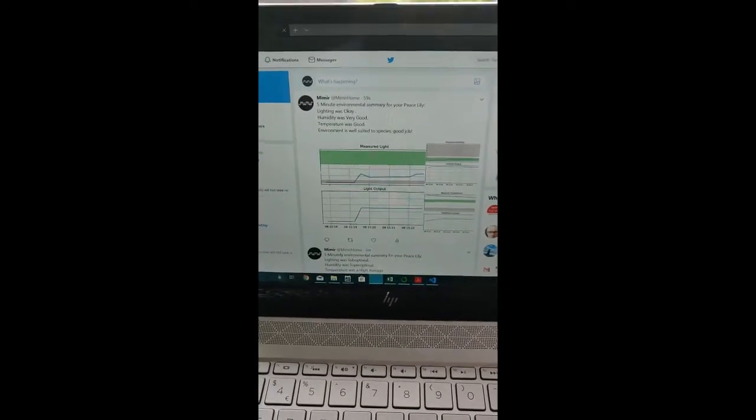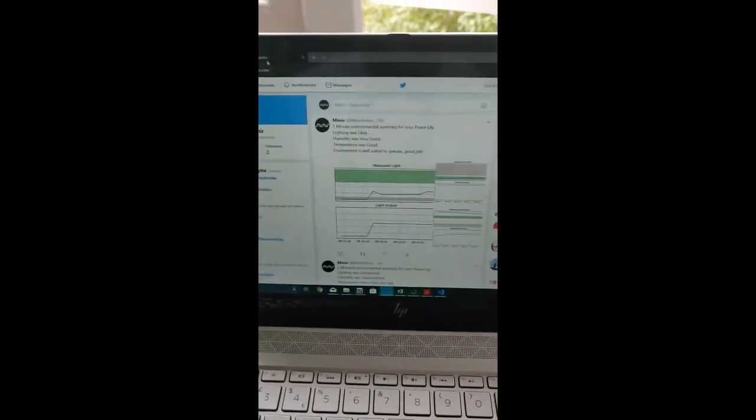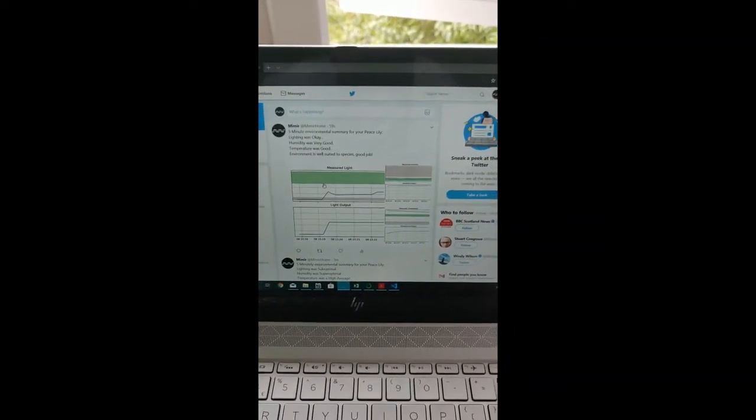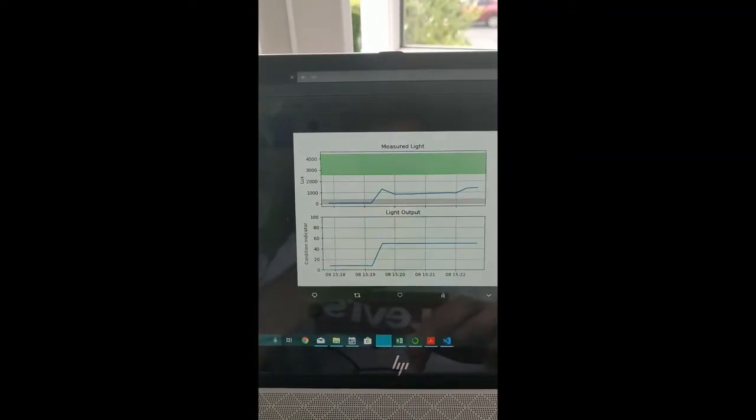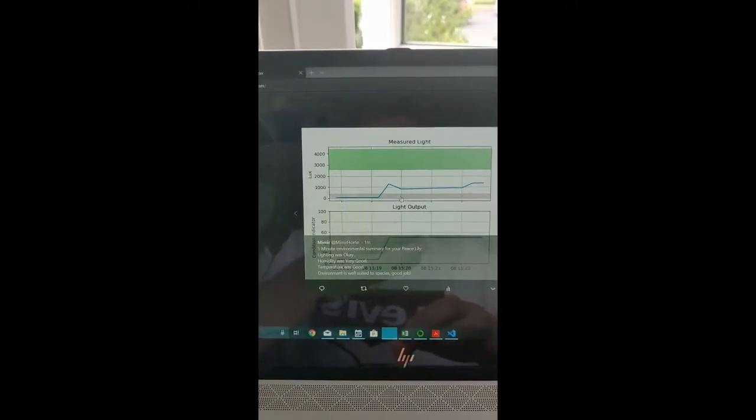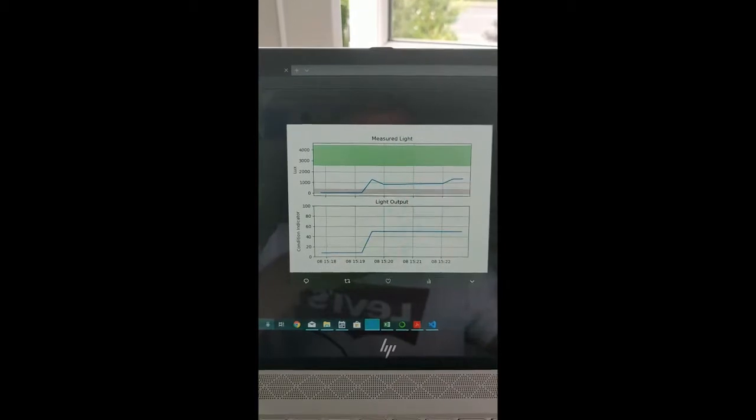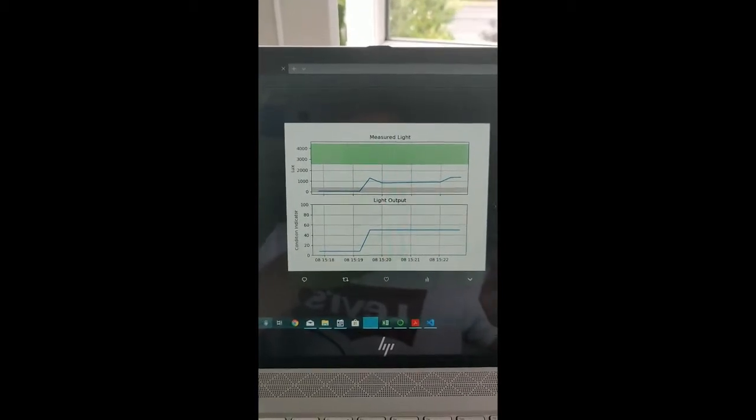So here you can see that the last environmental summary for the 5 minutes showed that the lighting was okay, the humidity was very good, the temperature was good, and subsequently the environment was well suited to the species. So here you can see some of the plots. The green area represents the ideal light level for the species, and the red area represents, obviously, the not ideal location.